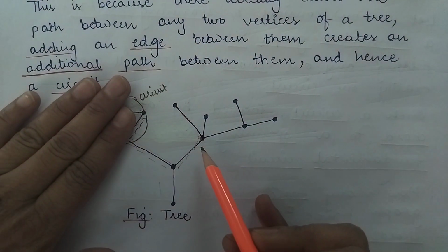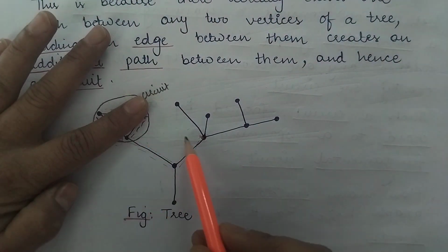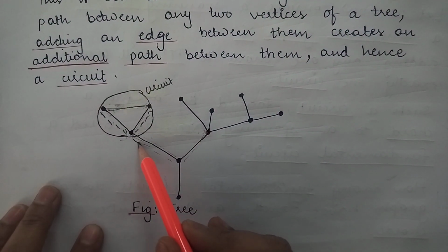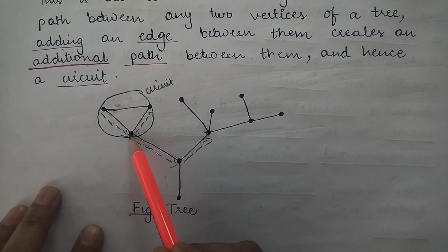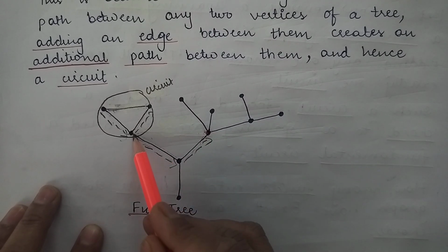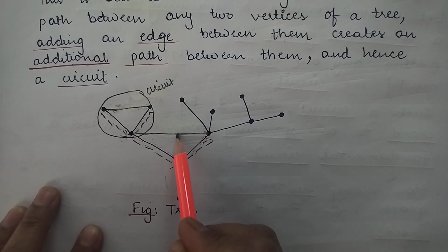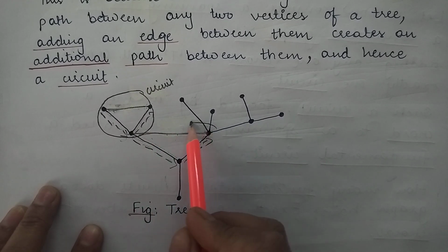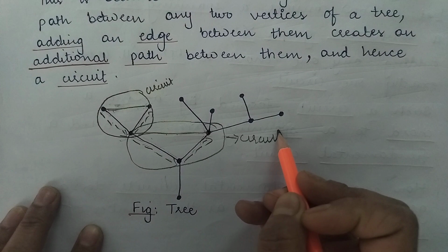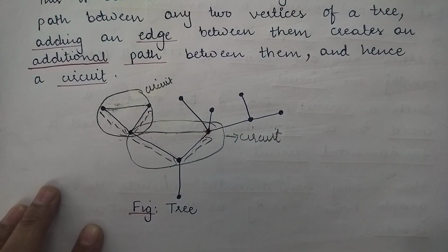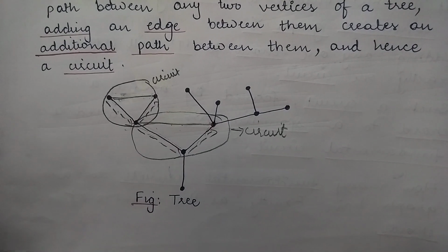Now if I forget about these two vertices and consider these two vertices, in case of these two vertices also, you can see there already exists a path. These dashed lines represent the path to reach from this vertex to this vertex. Now if I add an edge between these two vertices, then what is this path? This is an additional path, and this additional path creates a circuit. So whenever in a tree we add an edge between any two vertices of a tree, an additional path is created, and this additional path creates a circuit.